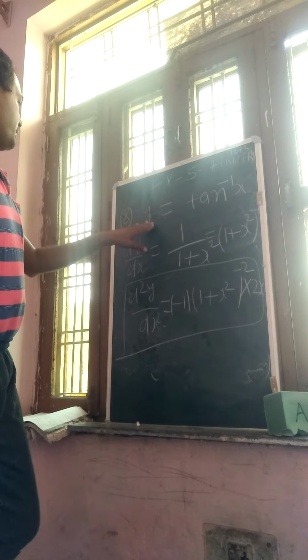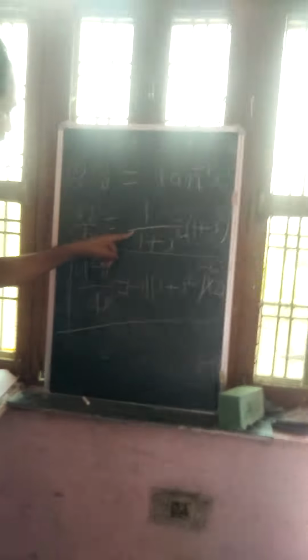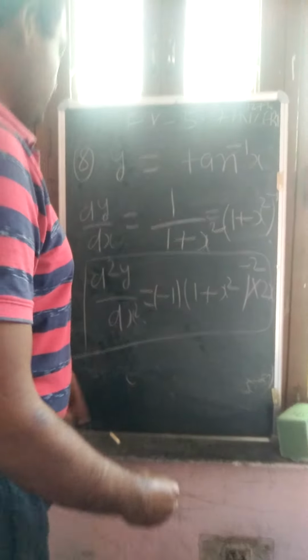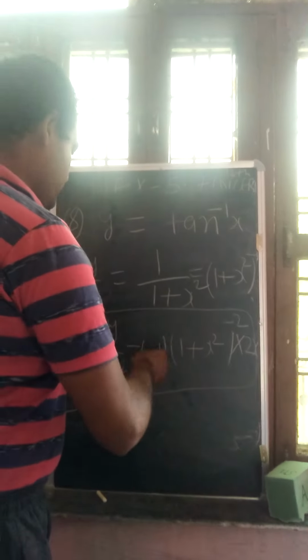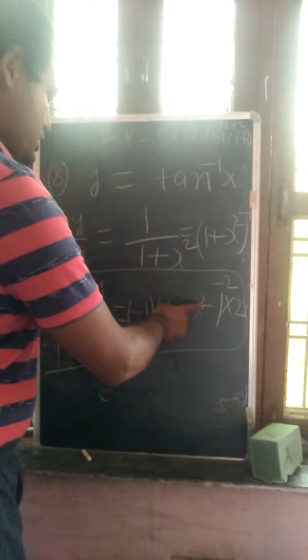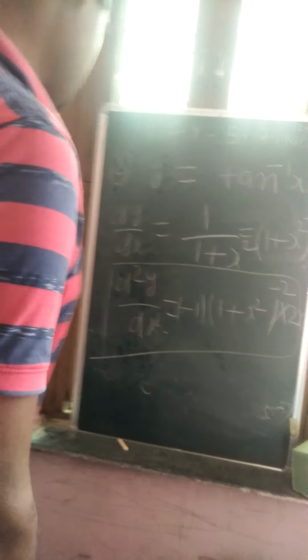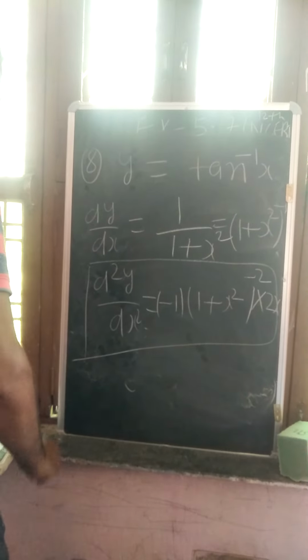First of all, y equal to tan inverse x. We know that dy by dx is 1 upon 1 plus x square, or we also write 1 plus x square power minus 1. For the second derivative, we have to differentiate. This is just like x power n. So minus 1 plus x power minus 2 into 2x. This is the last. This is d square y upon dx square. One question is remaining, question 9.